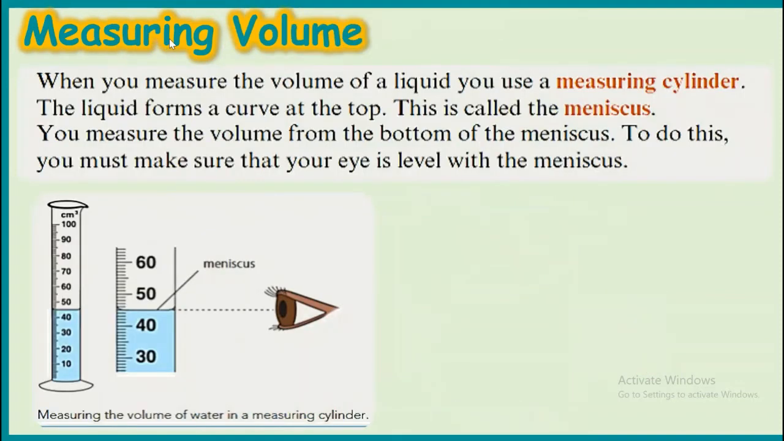Measuring the volume. When you want to measure the volume of a liquid, you use a measuring cylinder. This is called a measuring cylinder. Now when you pour the liquid here, it will form a curve at the top. This curve is called the meniscus. How will you measure it? You will place your eyes in front of the meniscus and then you will take the measurement. So you measure the volume from the bottom of the meniscus. Okay? To do this, you must make sure that your eye is level with the meniscus.